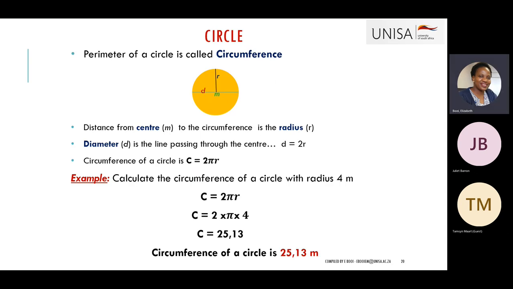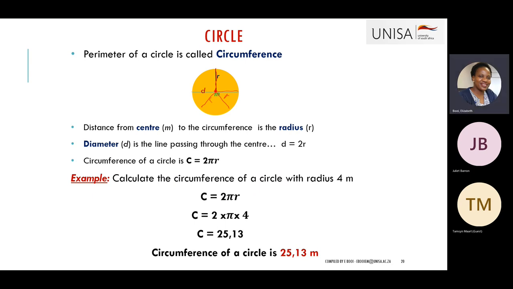For a circle, a circle has a diameter, and in the middle of that diameter is what we call the midpoint, and the distance between a midpoint and the side of the circle is called a radius. Whether I move from here to there, that will still be my radius. As long as it's from the midpoint to the side of the circle, it is still referred to as the radius. And a diameter is made up of two radiuses.